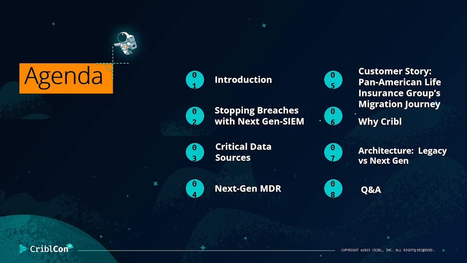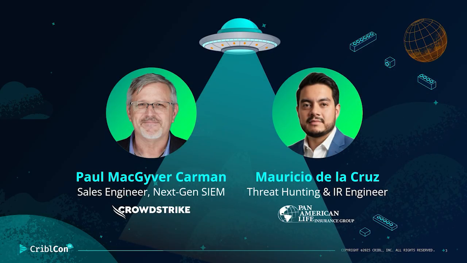So from an agenda perspective, a few different bits and pieces. It's going to be quick. Towards the end, we'll have a short 5-minute video that shows an example of CrowdStrike and Cribl working together. So a quick intro, talking about next-gen SIEM, stopping breaches, some critical data sources, our next-gen service that CrowdStrike has. Again, all of these things that CrowdStrike does, all of the things that we'll talk about being able to do, are based on getting data in. And so from a Cribl perspective, we'll have a customer story from Pan American Life, why Cribl, some architecture references, and then we're going to have a small demo video, very short.